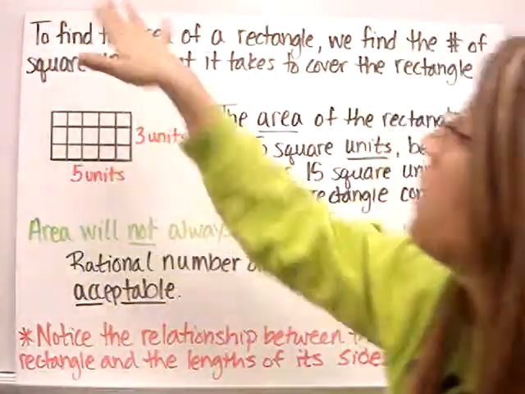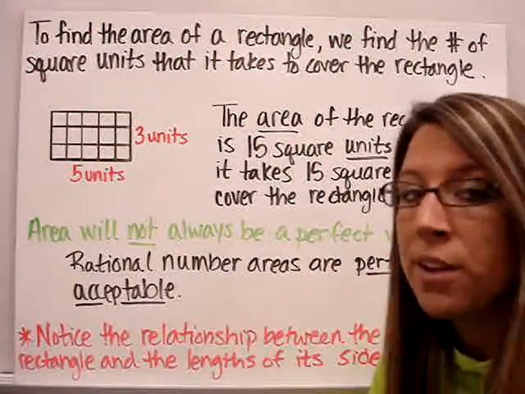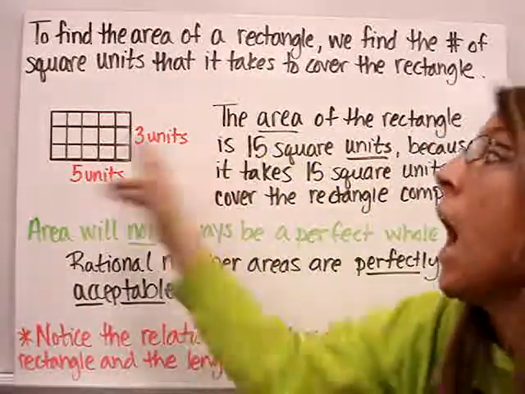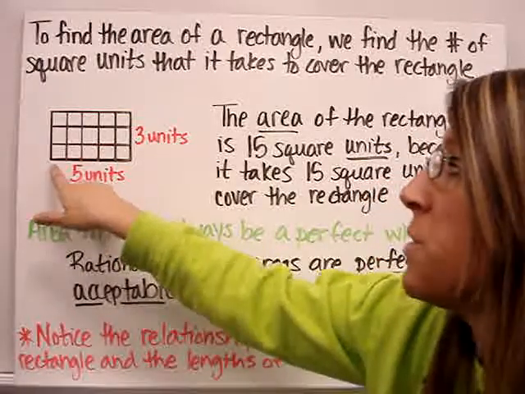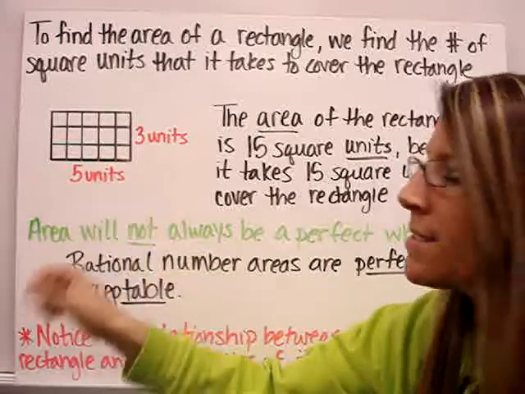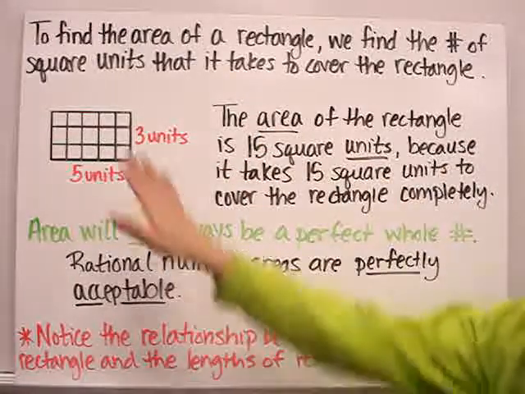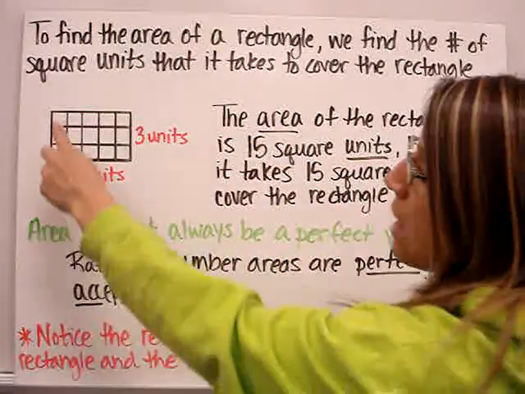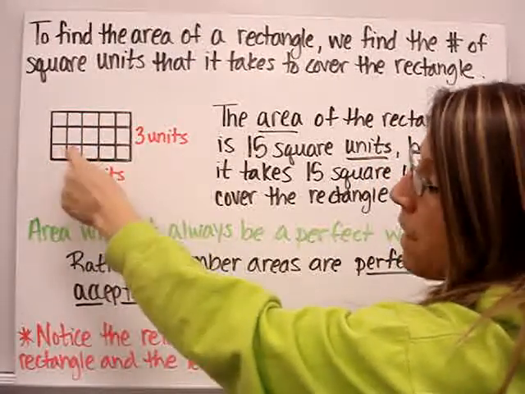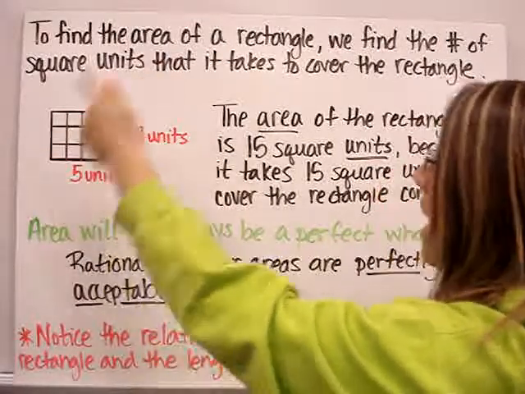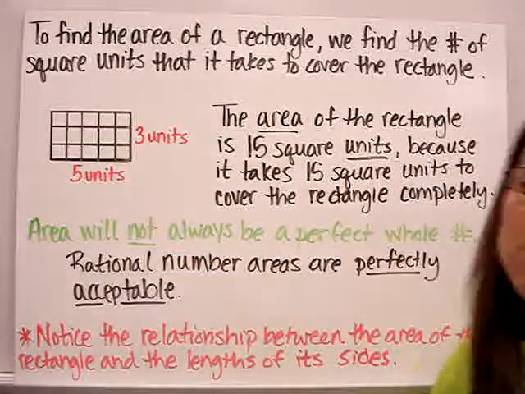So to find the area of a rectangle, we find the number of square units that it takes to cover the rectangle. Here is a rectangle that I've broken up into square units. This rectangle has a base of 5 units, so it's 5 units wide, or long, I guess, and it's 3 units tall. So the area of this rectangle is 15 square units. If you were to count each of these square units, you would notice there are 15 of them. And so the reason we say that it has the area of 15 square units is because it takes 15 square units to cover that rectangle completely.